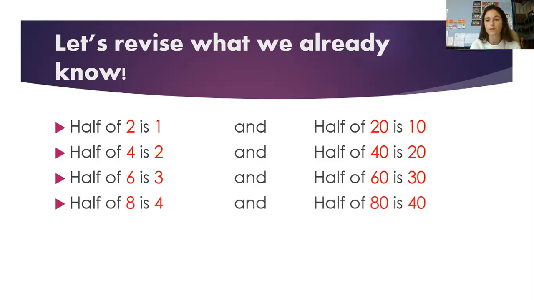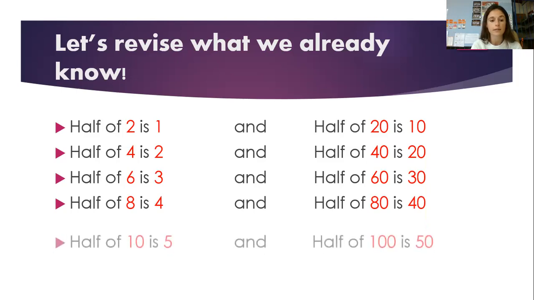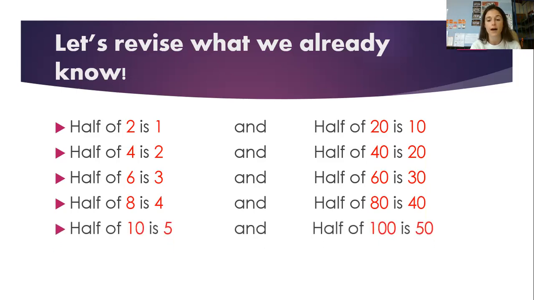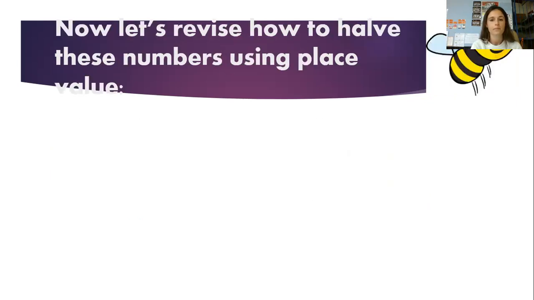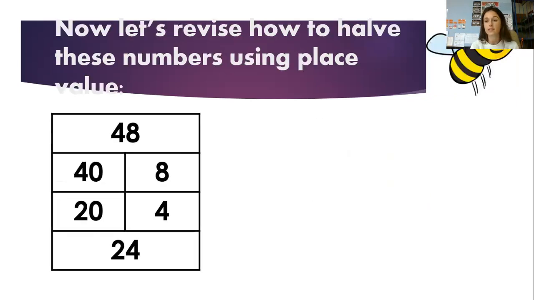Half of 8 is 4. And therefore, we can see half of 80 is 40. And half of 10 is 5. And there we can see that half of 100 is 50. Okay, so we're actually doing the opposite of what we did in doubling. We're going to use the same table method as we used in doubling.